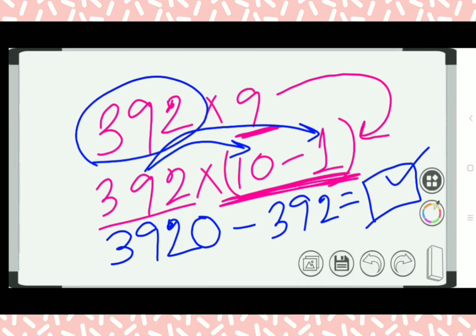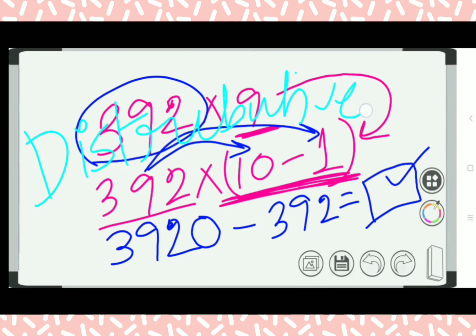So see, each and every trick of mathematics has a logic behind it. Okay, so here you can see we are using the distributive property, which we have already learned. So here, by using distributive property, we have found a short trick of multiplying any number by 9. Similarly, if you want to multiply any number by 99, then also the procedure will be exactly the same.